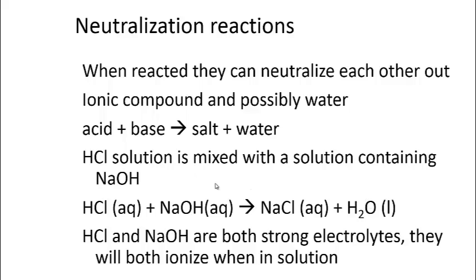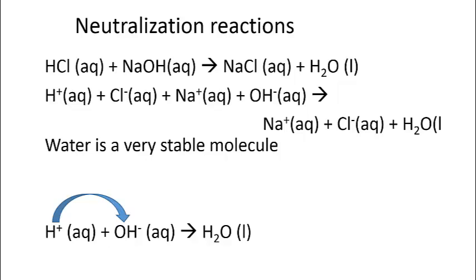So this expression is the molecular equation for what takes place when you combine a solution containing HCl with another solution containing NaOH. HCl and NaOH are both electrolytes, which allows us to write them in their ionic form as H+ Cl- plus Na+ OH- yields Na+ Cl- plus H2O.